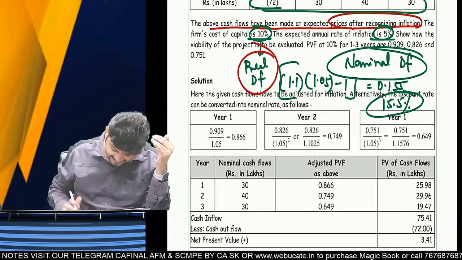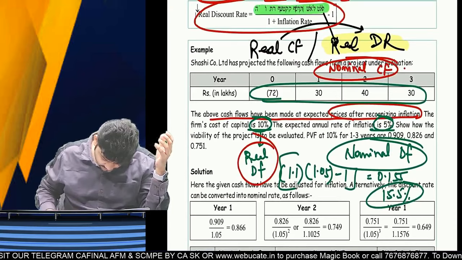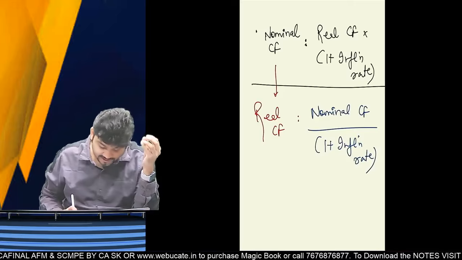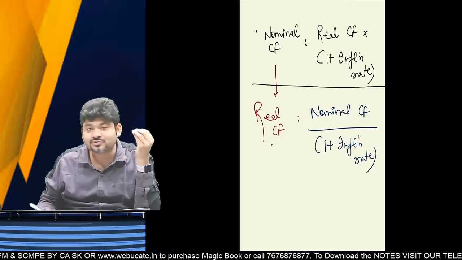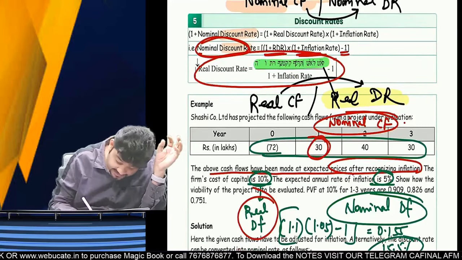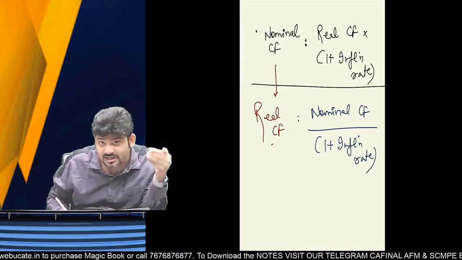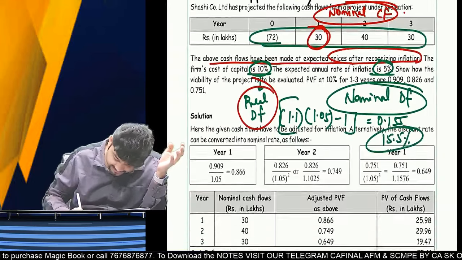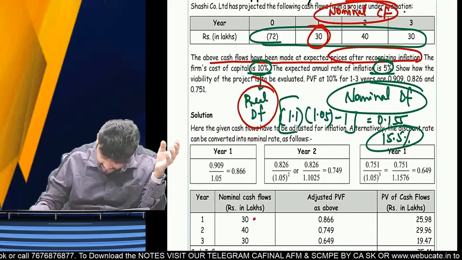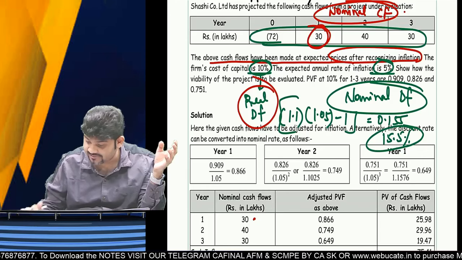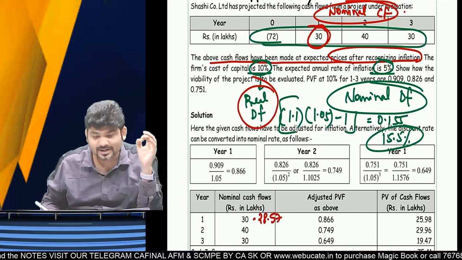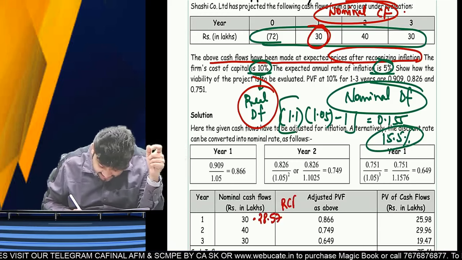Suppose we have 30. It's a very, very easy thing. We have written the formula also. If I want to convert this into real cash flows, what will I do? Nominal cash flows. Do we have the nominal cash flows? Yes, sir, it is 30. Divide by 1 plus inflation rate. What is the inflation rate? Can I say 5%? So 30 divided by 1.05, your adjusted figure will be 28.57. Now, this 28.57 is the real cash flow.